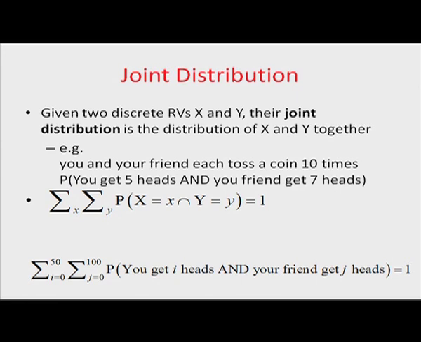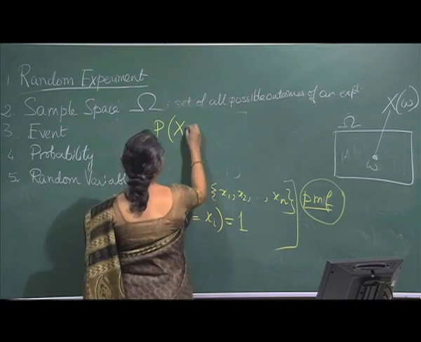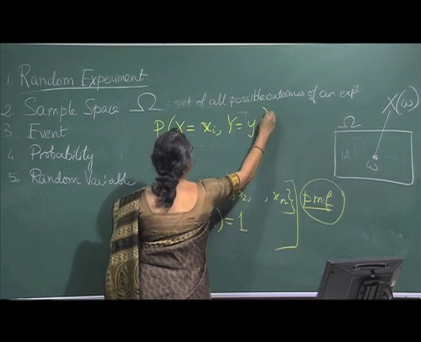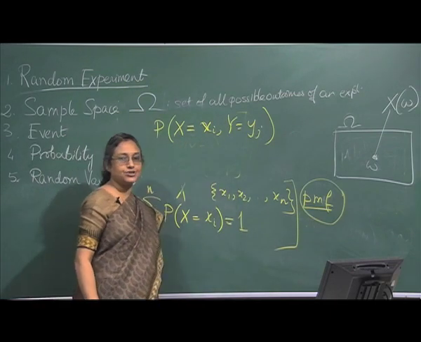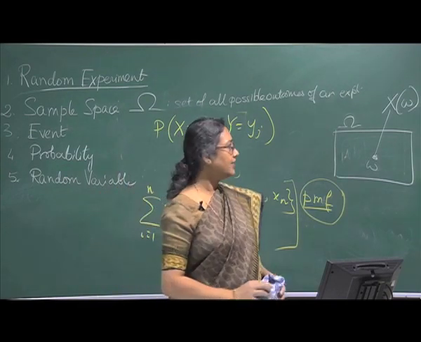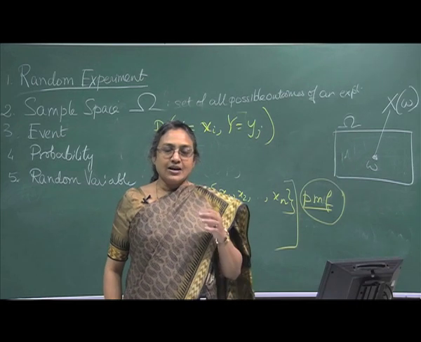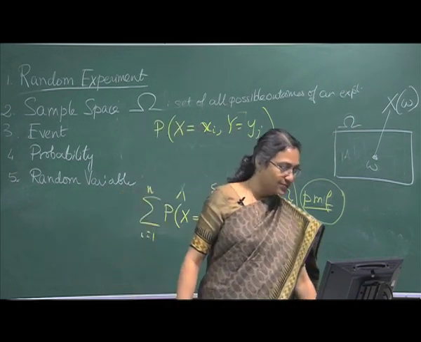Next, we briefly talk about what a joint distribution is. If you have two random variables X and Y, the joint distribution is the distribution of X and Y together. Suppose X takes values x1, x2, up to xn, and Y takes values y1, y2, up to ym. The probability that X equal to small xi and Y equal to small yj, for xi between x1 and xn and yj between y1 and ym, specifies the joint distribution of two random variables. Suppose you toss 10 coins, your friend tosses 10 coins, and you get i heads and your friend gets j heads. This can be represented by a joint distribution.